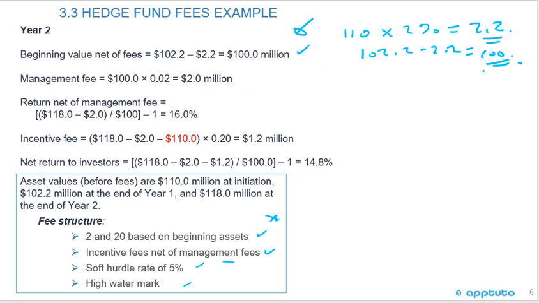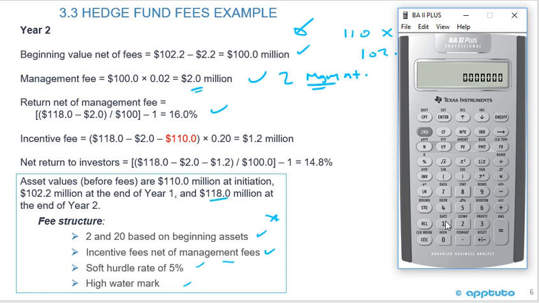So the end of year 1 is the beginning of year 2. So 100 million times 2%, we don't even need the calculator. We have 2 million, that's the management fee, okay? So now we need to check what the incentive fee is. Again, just doing it quickly, the return net of the management fee: we have 118 at the end of the year. So I can bring up the calculator: 118 million at the end of the year minus the 2 million management fee, divided by 100 at the beginning of the year. And if we do the minus 1 times 100 to get the nice round number, then we've got a 16% return. Okay, that's net of management fees.